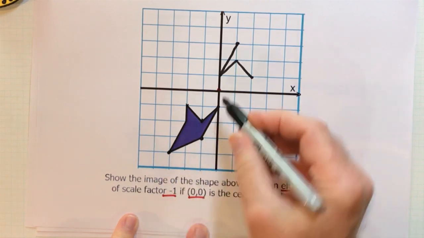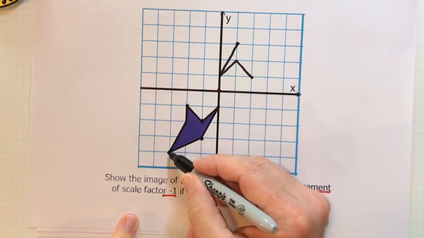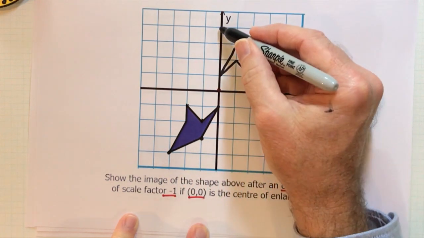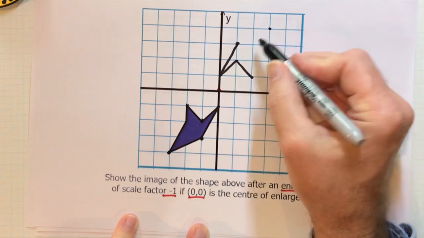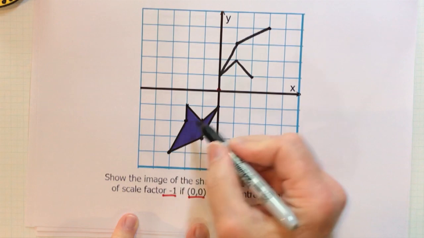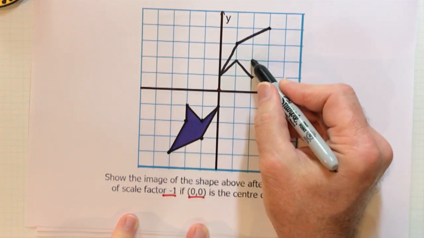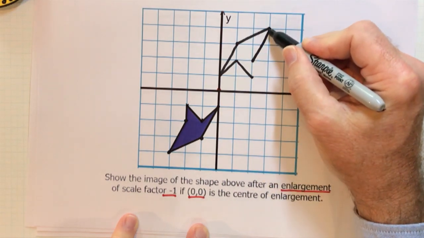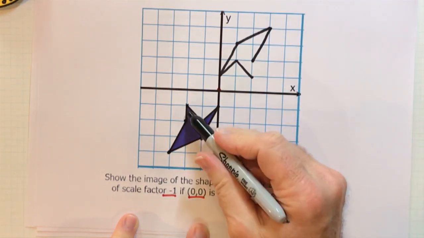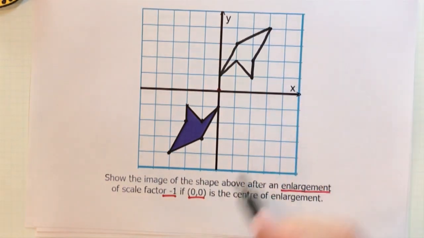Now this one here is 1, 2, 3, 4 down and 3 to the left. So we're going to go 4 up and 3 to the right. Now this point here is 2 to the left and 2 down. We'll go 2 to the right and 2 up. So that's going to be there. And finally, we join up with that one there, which we've already plotted. So this time, that's what you get when you enlarge something by a scale factor of -1.